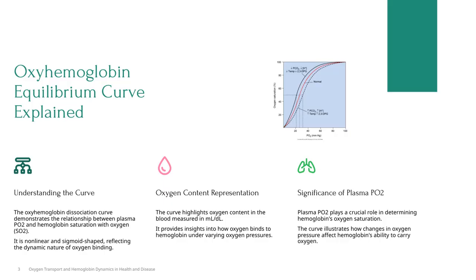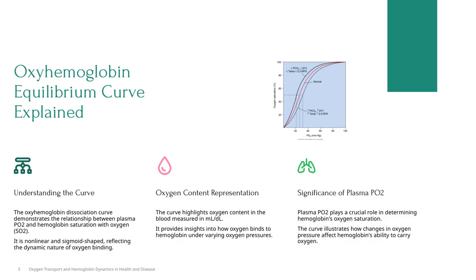Let's take a closer look at what this slide is showing us about oxygen content in the blood. The curve here highlights oxygen content, measured in milliliters per deciliter, and it helps us understand how oxygen binds to hemoglobin as oxygen pressure varies. Now, this is a key point. This curve isn't just a straight line. It's nonlinear and has a sigmoid shape. That means the relationship between oxygen pressure in the plasma, which we call PO2, and how saturated hemoglobin is with oxygen, or SO2, is more dynamic than a simple linear relationship.